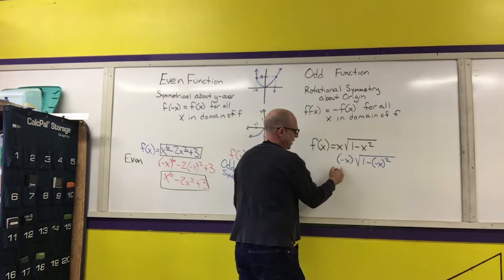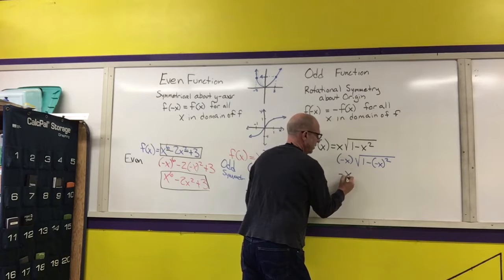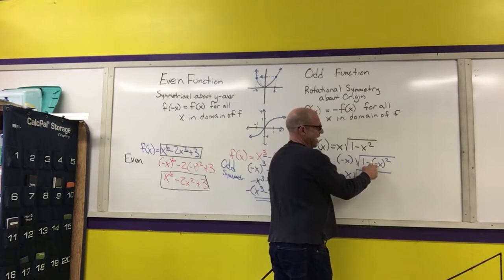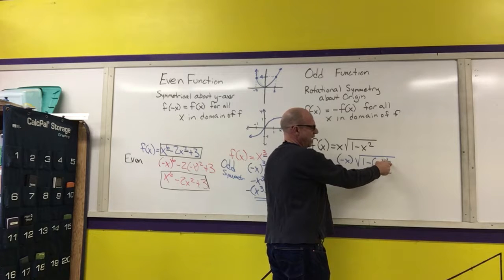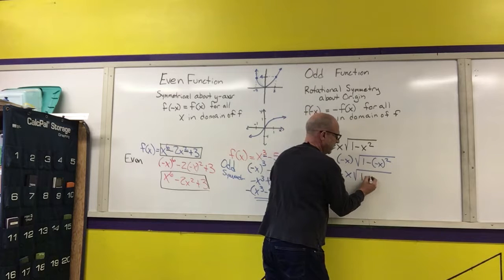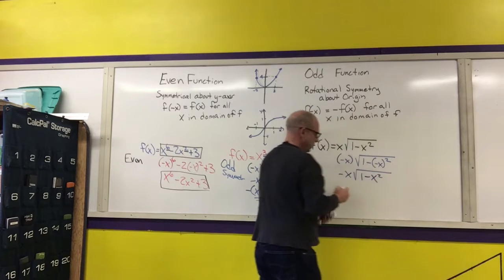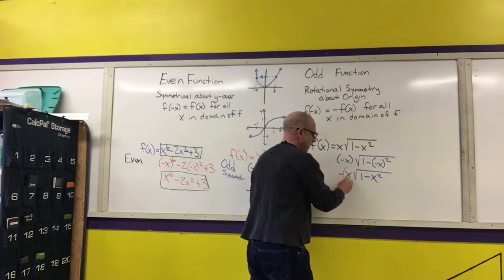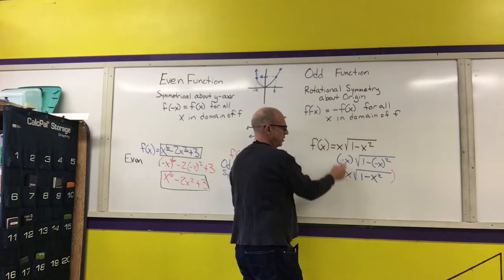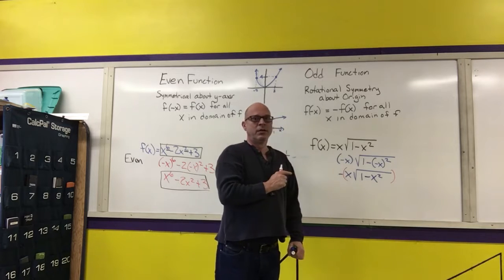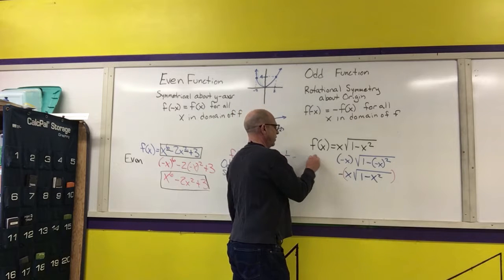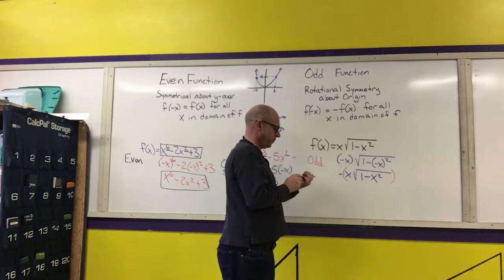I'm going to simplify this by pulling the negative out in front of here. 1 stays the same. A negative to an even power is a positive, and that's x squared, and a positive times a negative is a negative. So I get 1 minus x squared. You should notice that I have my original function times a negative sign, which meets the definition of an odd function. This function is an odd function.